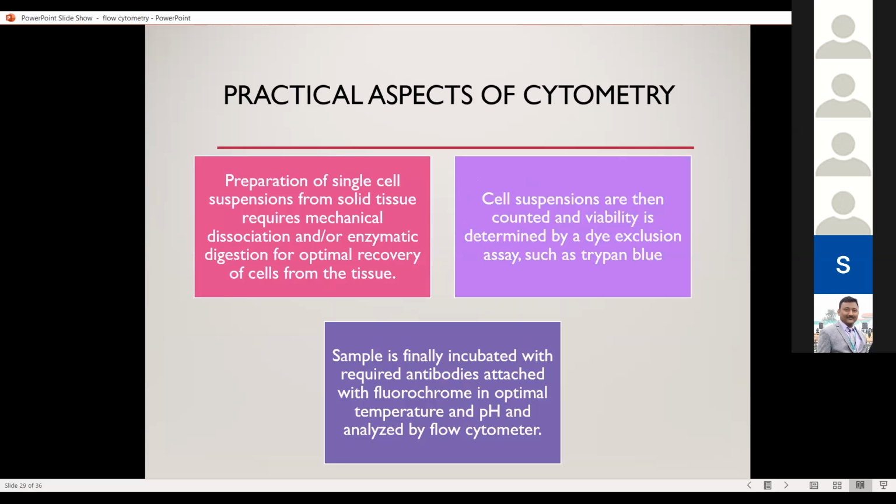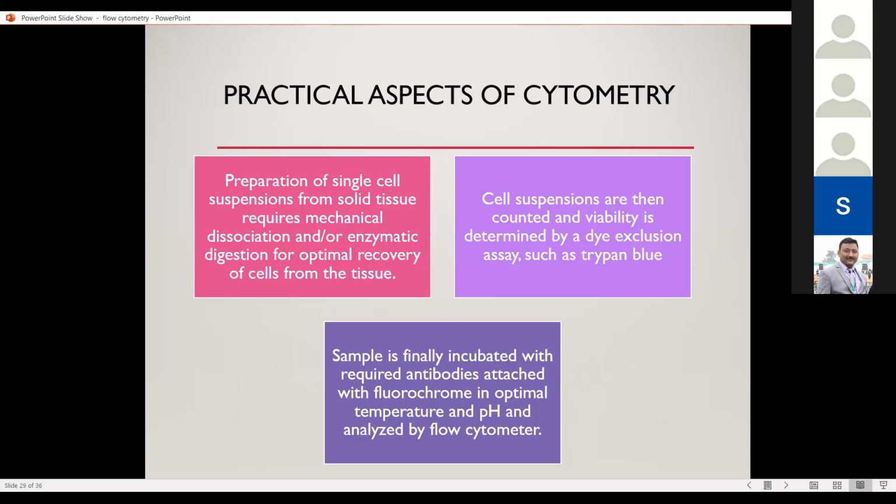First we need to prepare a single cell suspension. We can use solid tissue, which we can digest mechanically and with enzymatic digestion, with trypsin or any kind of enzymes we normally use to disrupt the tissue and obtain a cell suspension. Cell suspensions are then counted and viability is determined. Then we count the cells present in our suspension with a hemocytometer.